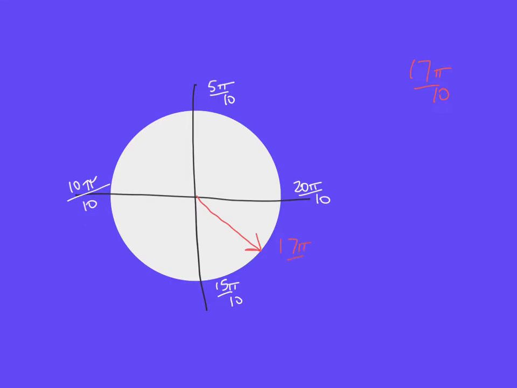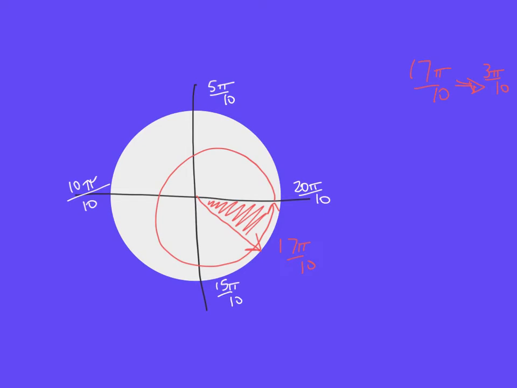17 pi over 10. And when I draw the picture of my reference angle, it's here. Okay, so again, it's like I'm just a little bit short of a full rotation, right? This, if I went all the way around, would be a full rotation, but I'm short. How much am I short? I am short 3 pi over 10.